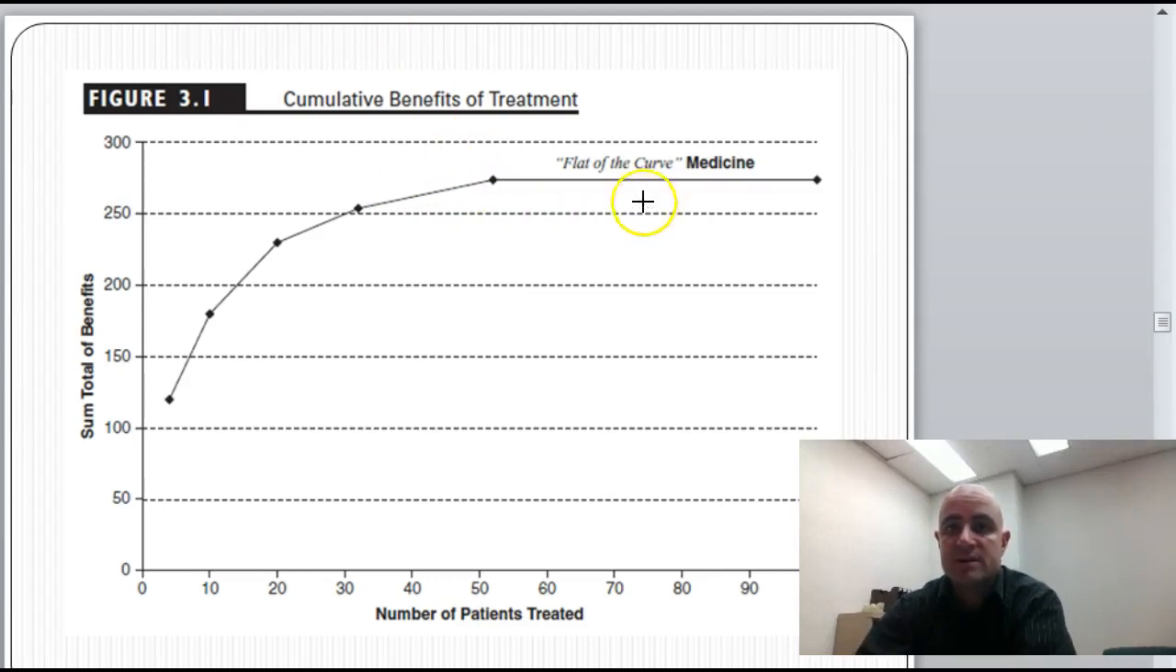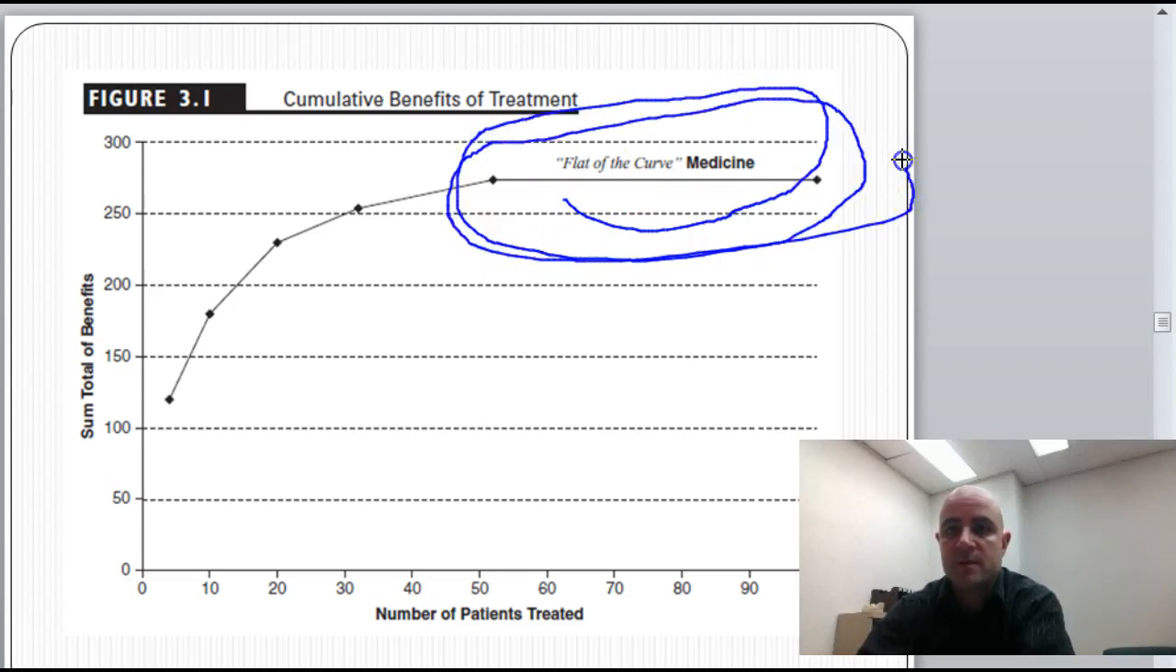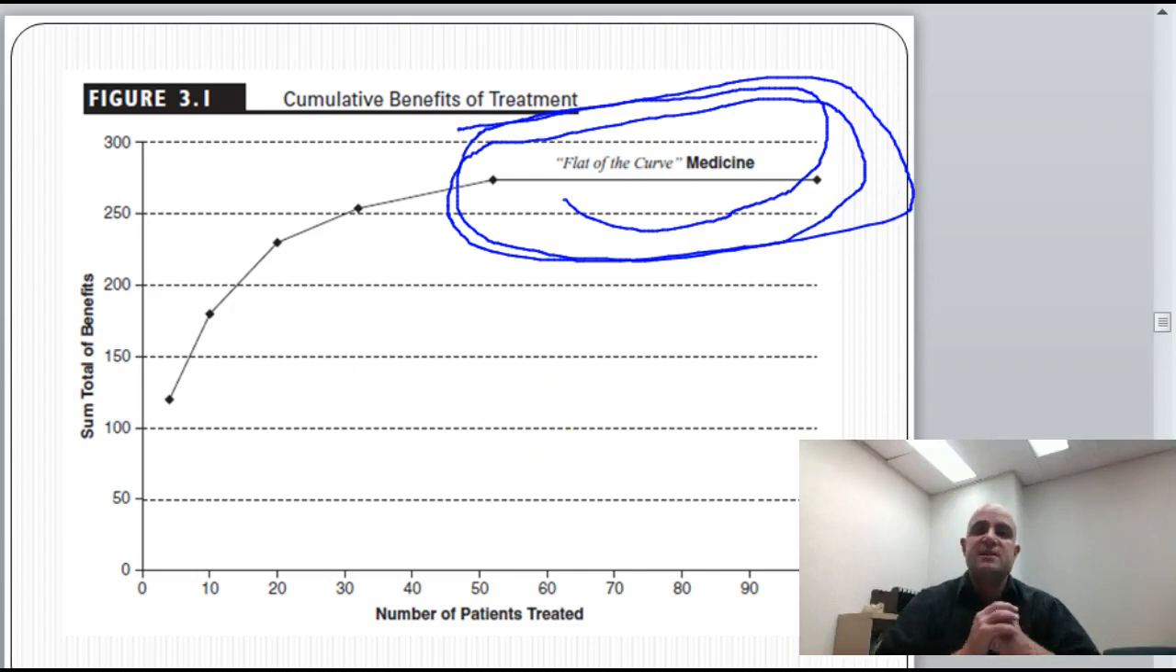That's where we get to this point up here of flat of the curve medicine. Flat of the curve medicine is basically where you get to the point where if you continue to treat patients, there's no benefit to doing so. And so, by doing it, you're not adding any benefit. Now, we're not talking about costs here, just the benefit side, but that's an important term to remember, this idea of flat of the curve medicine. There is a point where continuing to treat more and more patients really isn't doing anything.